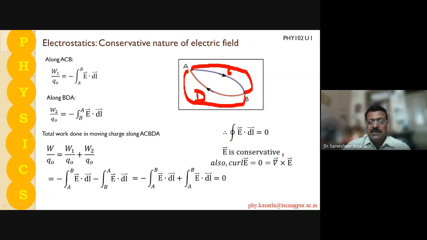Electric field is conservative, and for the conservative electric field, curl of E is equal to 0, and that can be expressed as del cross E, which is called the curl. Curl of E is equal to 0. So this is about the conservative nature of electric field.